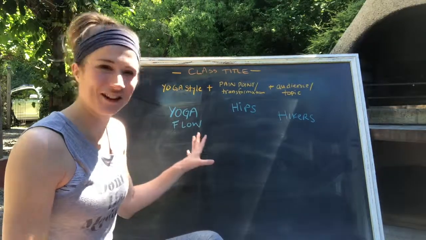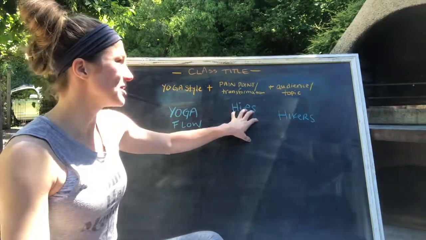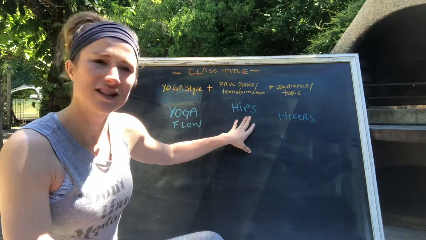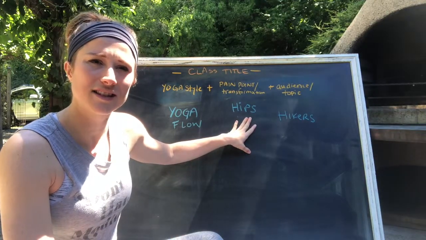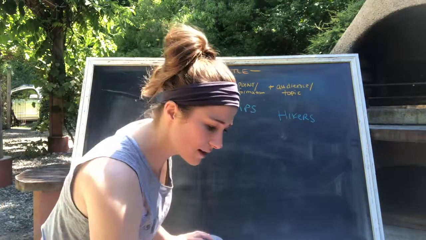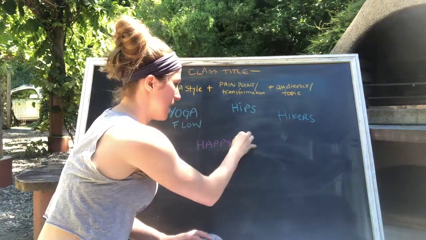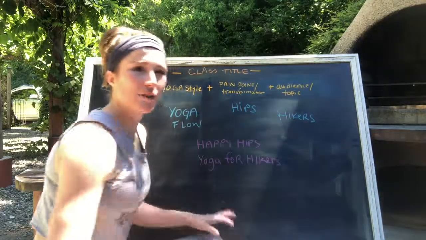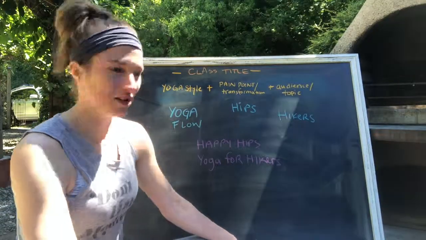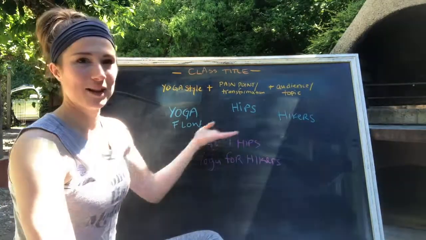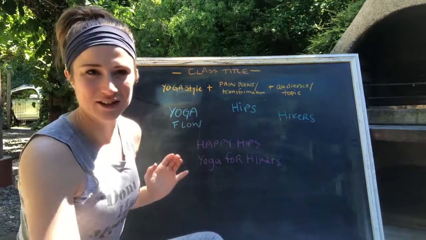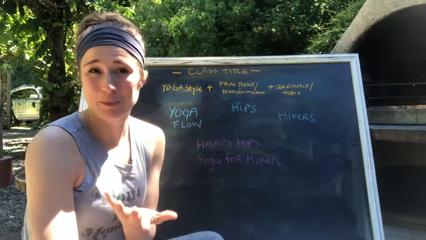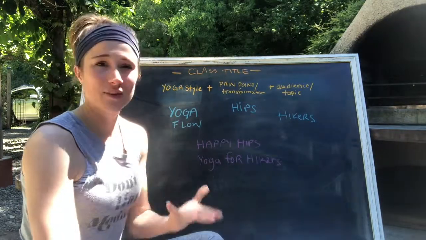Okay, back to our little topic. I want our hips to be happy. So that's going to be our theme. This is a class title or theme. My title might be something like Happy Hips Yoga for Hikers. And if you're doing a series, you could do things like Happy Shoulders Yoga for Hikers. Or maybe it's Yoga for Hikers, hip mobility, or something very simple.